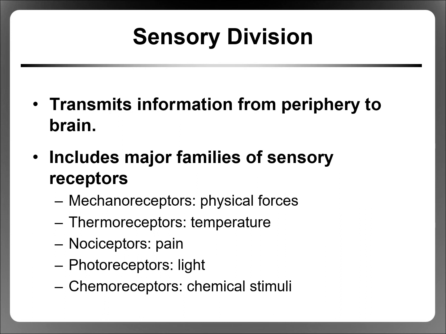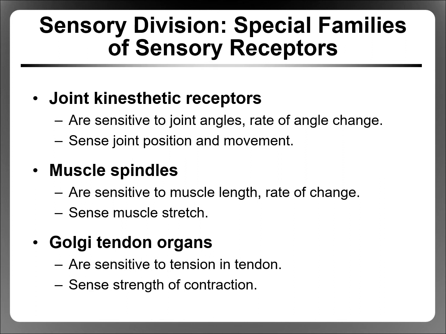Neuroreceptors, which give our brain information about pain. Photoreceptors that give our brain information about the light. And chemoreceptors, which give us chemical stimuli information in the body. There are three special families in the sensory division that work as sensory receptors that are particularly relevant in exercise physiology. The first are our joint kinesthetic receptors.